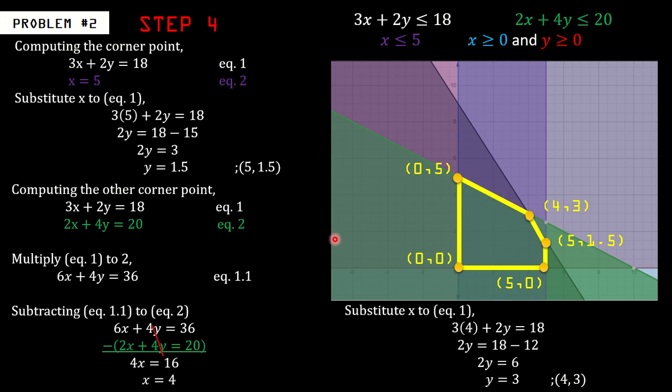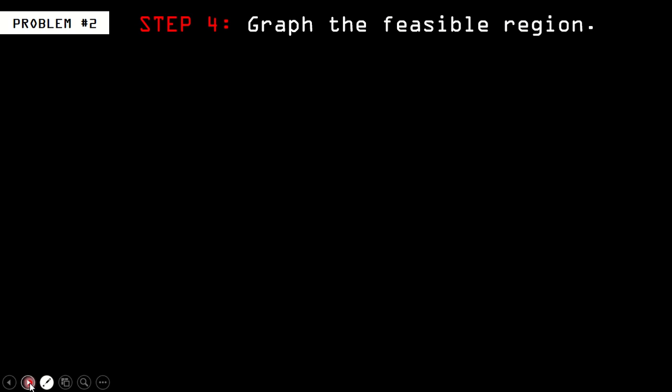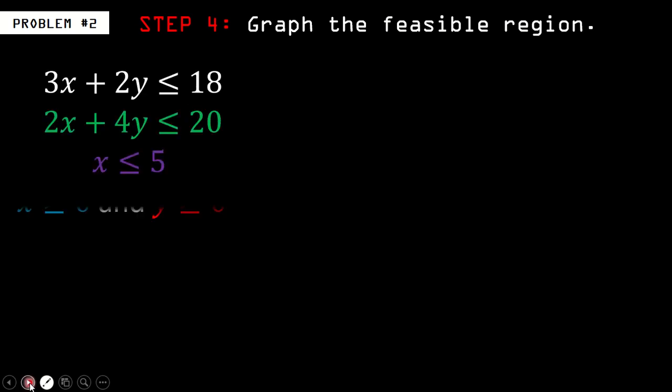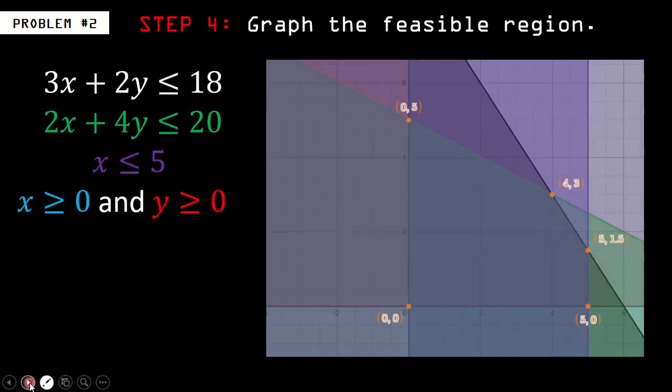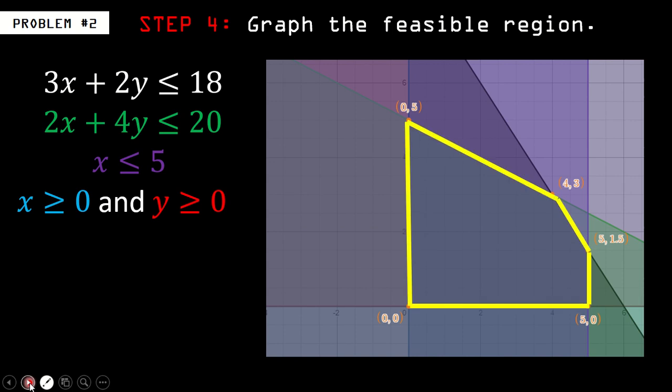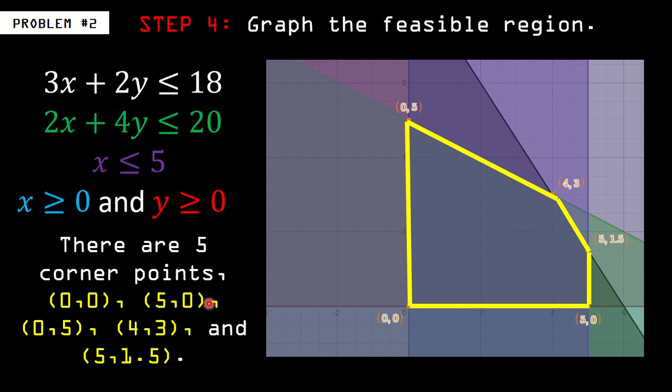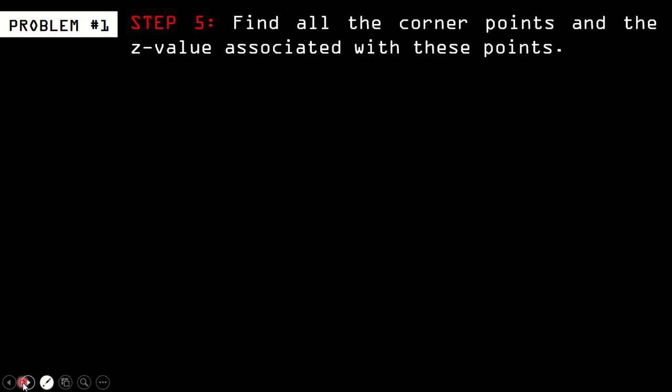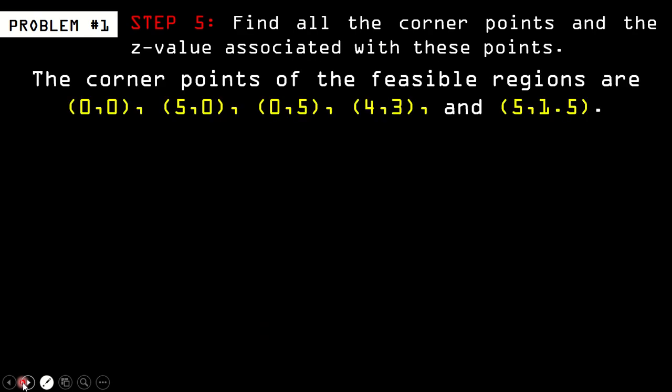Therefore, we have 5 corner points here. If we graph again using Desmos, you can easily identify the corner points. Just identify the feasible region, and Desmos will provide the corner points to you. Now for step 5, we have the corner points. Let's substitute them into our objective function, and our objective function is 1200x plus 1600y is equal to z.